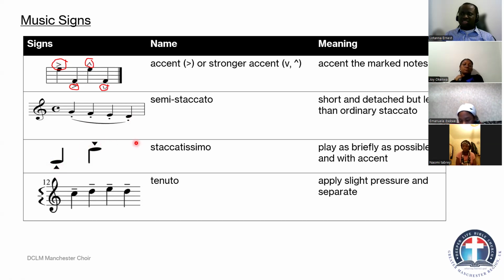Now we have this other one, this one here that has a wedge sign, up and down. It is called staccatissimo. It's called what? Staccatissimo. You see, it's similar to staccato, but this one is even shorter and more brief than staccato. It means play it as quickly as possible, as briefly as possible. The shortest way you can play. So you are not only doing staccato, you're also adding accent to it.